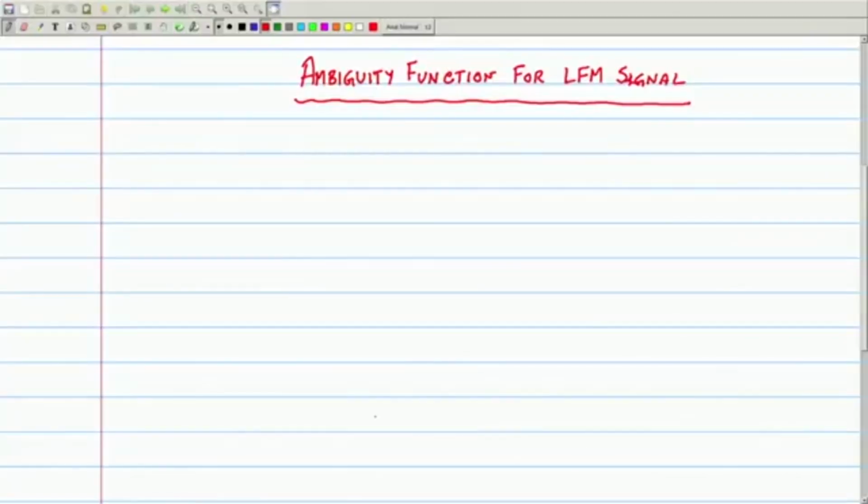Welcome to the NPTEL lecture on principles and techniques of modern radar systems. We have already seen the spectrum of the chirp signal. Today we will see the ambiguity function, so that we will be able to understand what happens to the resolution for chirp signal or LFM signal.